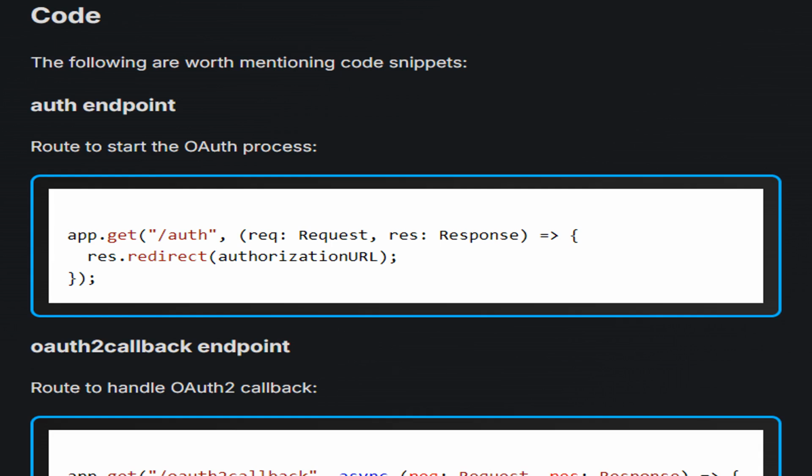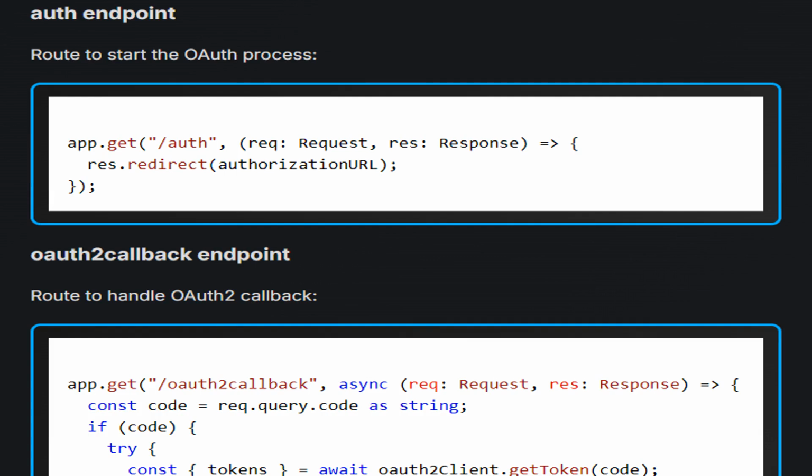The following code snippets are worth mentioning. The text provides a code snippet in TypeScript that demonstrates how to initiate the OAuth authentication process in an Express application. It defines a GET route at /auth that, when accessed, redirects the user to an authorization URL for OAuth.